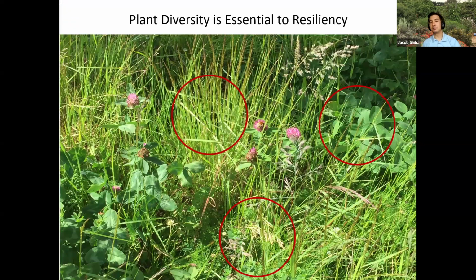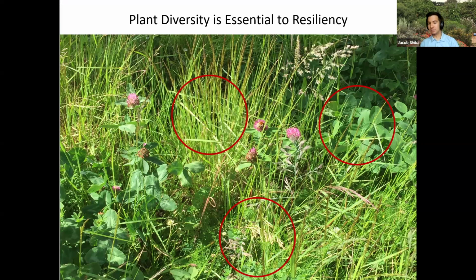Another thing to do in your landscape is to increase the biodiversity of your plants. The more different types of plants you can put into your landscape, the more resilient your landscape is going to be to, say, things like invasive species, invasive pests, and even things like drought, for example.